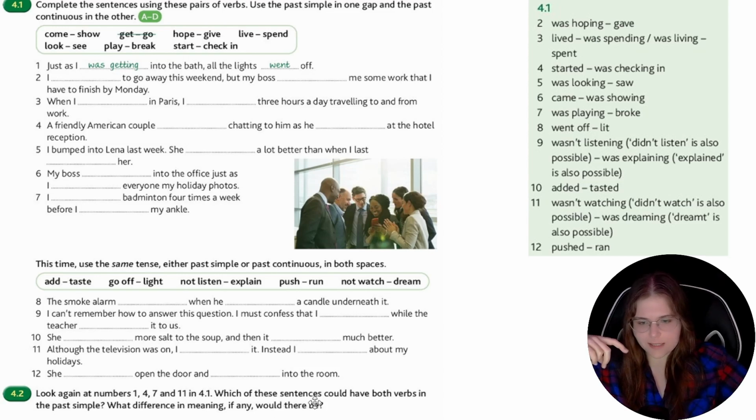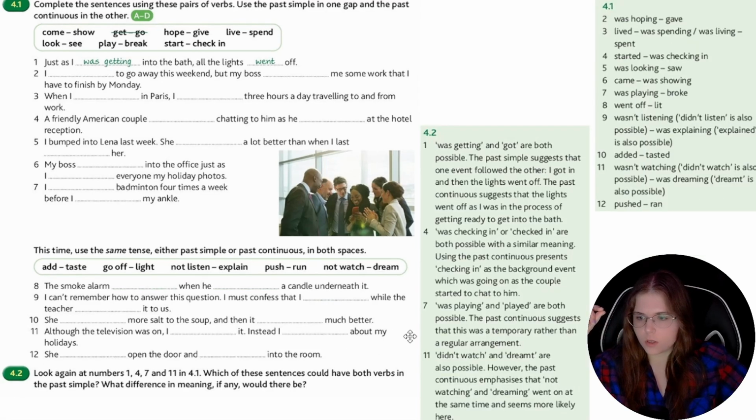Which of these sentences could have both verbs in the past simple? What difference in meaning, if any, would there be? Take your time. Great. Let's take a look at the answers.